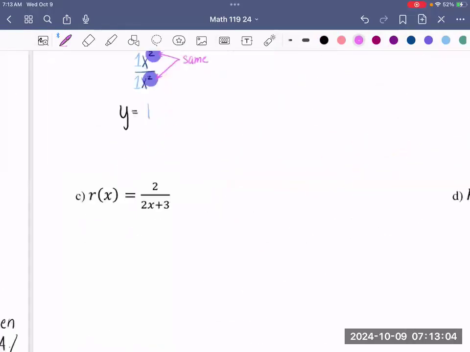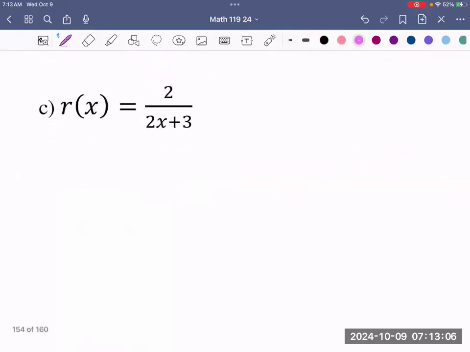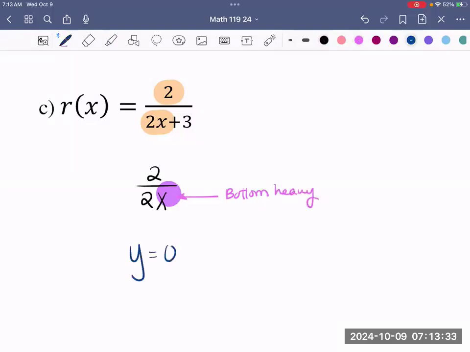So now let's take a look at the other one. Again, looking one more time. You have the degree of your first terms. You have 2 over 2x. And again, this having a bigger degree, we are bottom heavy, meaning that we have a horizontal asymptote at y is equal to 0.